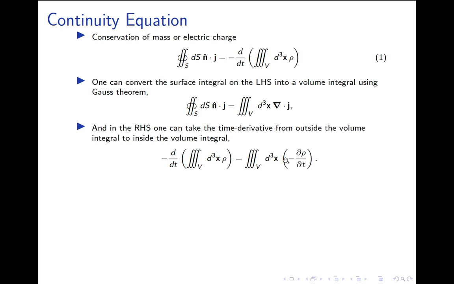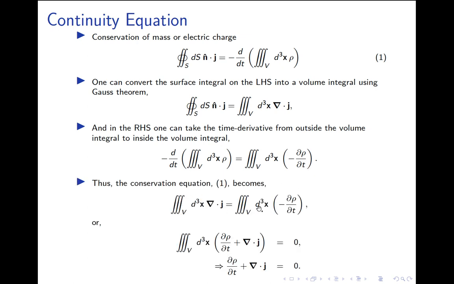Once you do that, we have the left hand side equal to the volume integral of the divergence of J, and the right hand side is equal to the volume integral of minus del rho del t. These two volume integrals can be combined into a single volume integral when we bring this to the left hand side, and this is 0. This must be true for all volumes including infinitesimal volumes. So for an infinitesimal volume, of course, the volume is non-zero, so this integrand has to be 0.